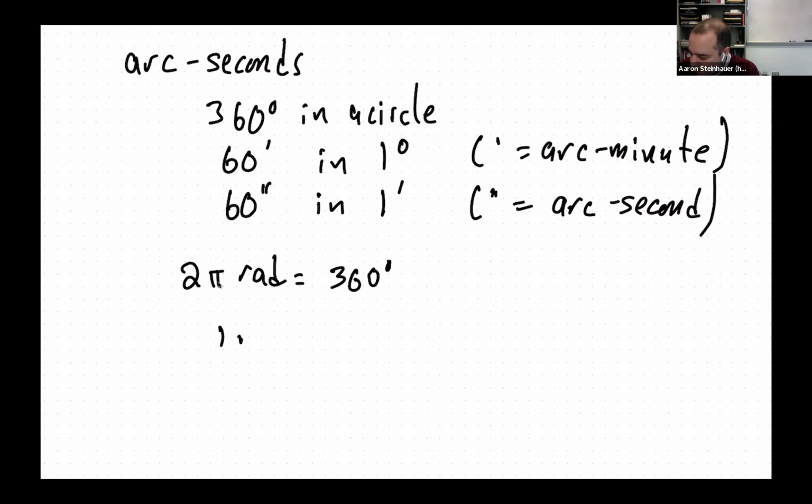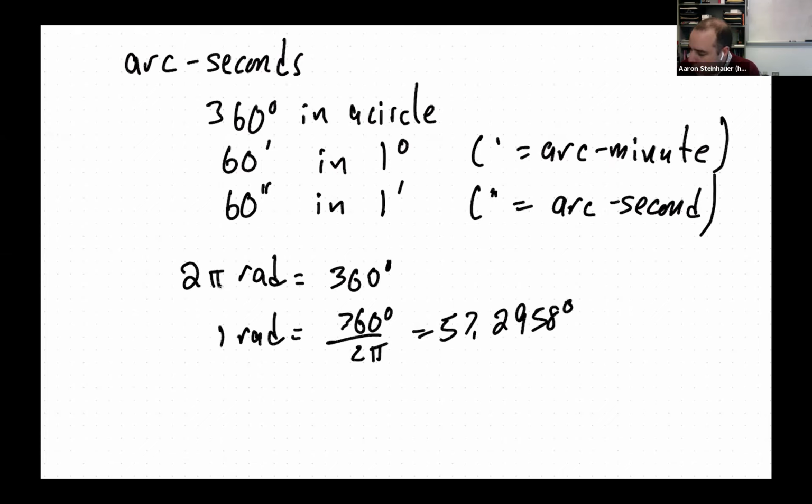So 1 radian is 360 degrees divided by 2 pi, which is 57.2958 degrees. And then if you multiply that by 60 and then by 60 again, you get the number, which is, anybody know it? 206,265. Exactly right. Proud of you, Sarah. 206,265, that's plenty of digits. Arc seconds. So that's how many arc seconds there are in a radian.